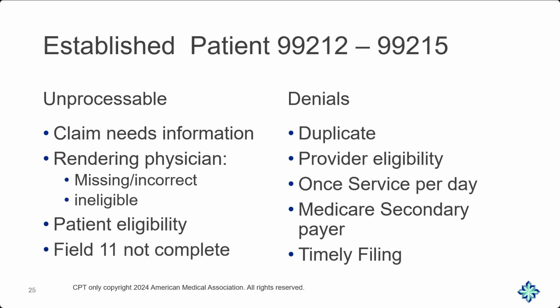Now, for established patients, we are going to see a lot of similarities here. For instance, for non-processable, we do see that the claim is lacking information that's needed in order to process. Same thing with the rendering physician: missing, ineligible, incorrect. Check for typos, make sure that the provider numbers, that performing provider, is correct.